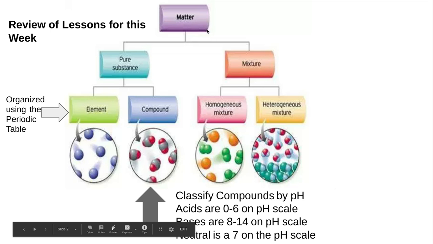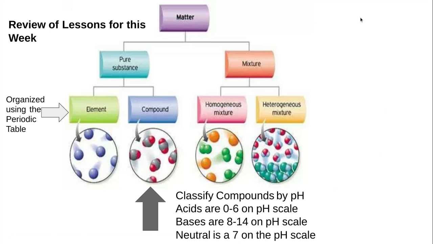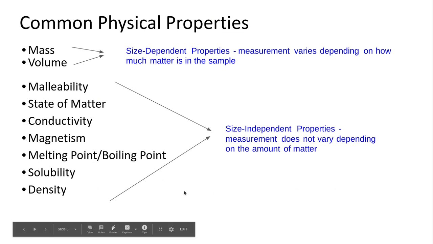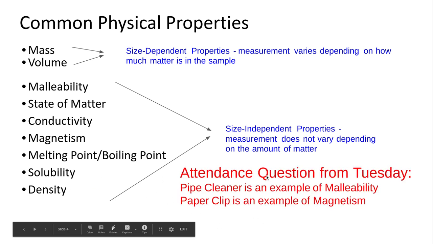So today we're working on matter. And yesterday, actually for your class, it was on Tuesday, you took notes over the physical and chemical properties of matter. Today, we are going to focus just on one of those properties. So there's 9 common physical properties. Today, we are just focusing on density.